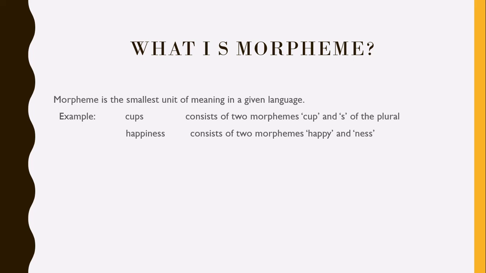The same for happiness. It consists of two morphemes, happy and ness. Happy is a morpheme that can stand alone and has a certain meaning. Okay? So here, it cannot be divided. Happy cannot be divided into hap or something like that. So simply, it is a morpheme.